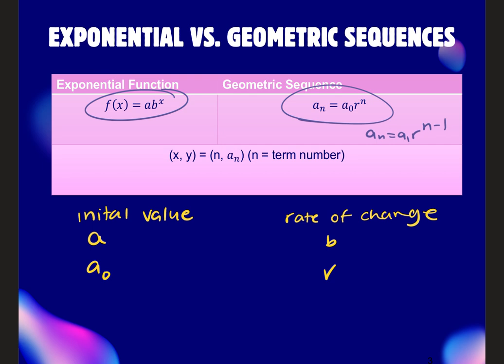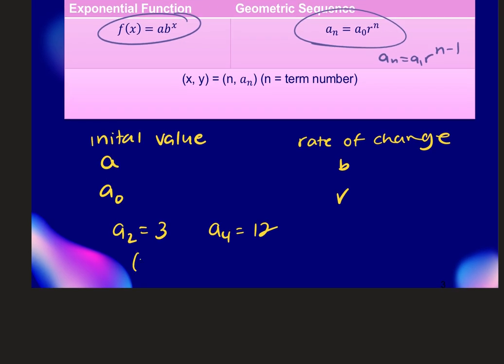Now, what is confusing in the questions is that they will give you this, and you could either get information in terms of the terms in your sequence, like it could say a2 equals 3, and it could say a4 equals 12, let's just say. Or it could give you coordinate point form, and it would be (2, 3) and (4, 12). Those will act the same way.